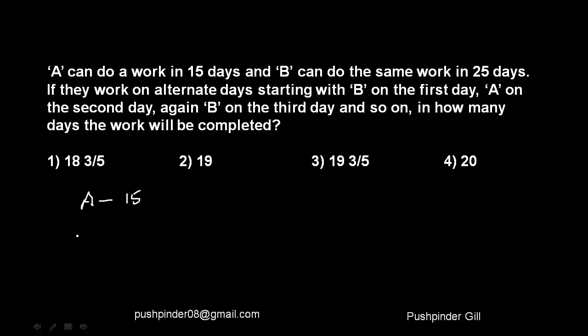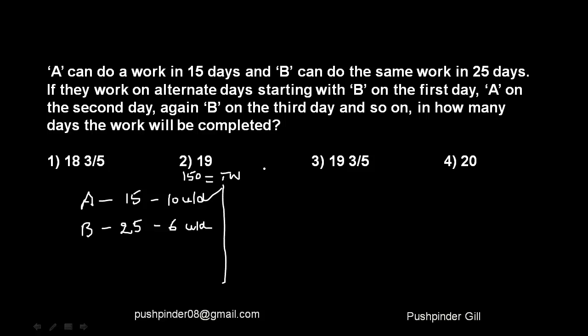So A does the work in 15 days and B is able to finish that same job in 25 days. Now let us assume some number of units. Give me a good number which is divisible by 15 and 25. Yes, let's assume the work to be of 150 units, right? Which means that A is going to finish 10 units every day and B is going to finish 6 units every day, if I've done the math right. Yeah, right? So now what is going to happen?